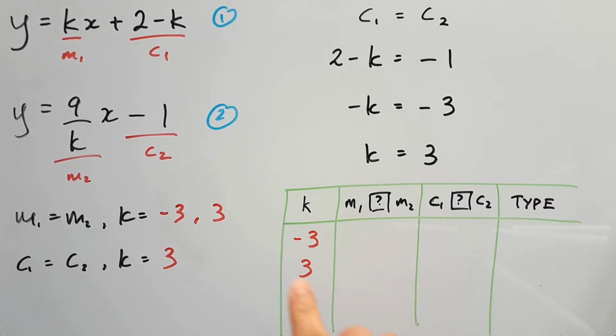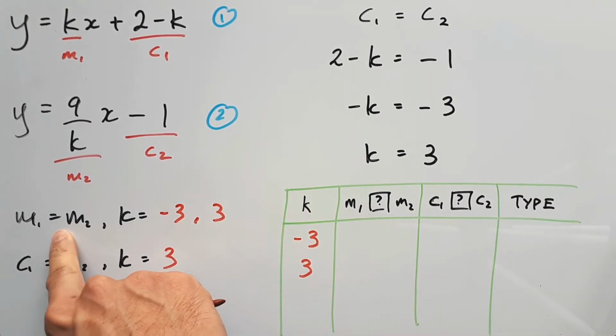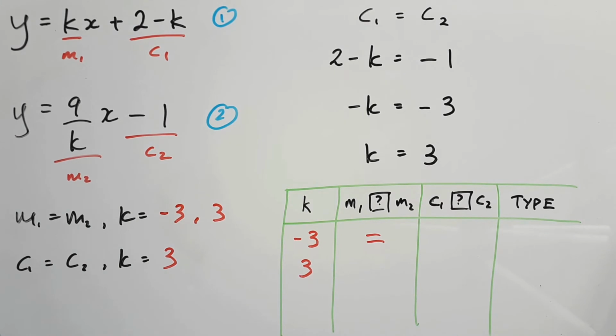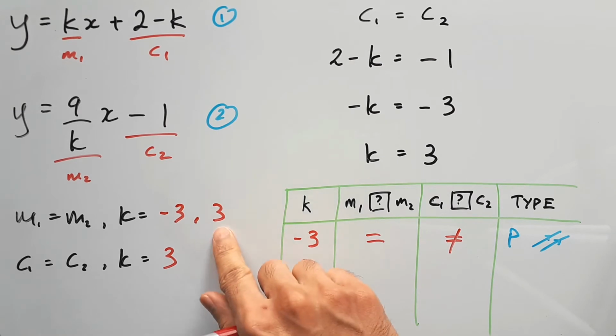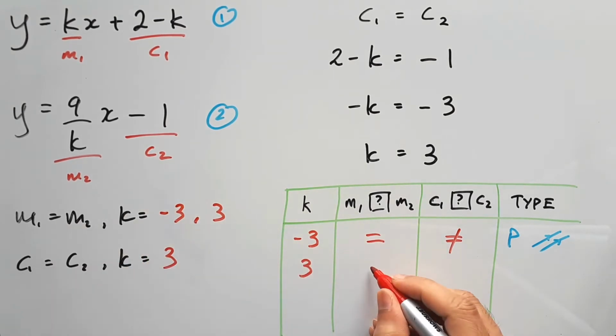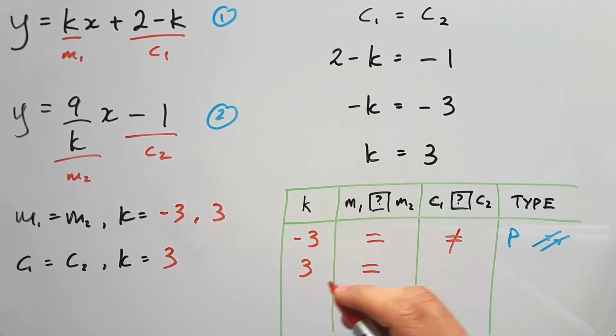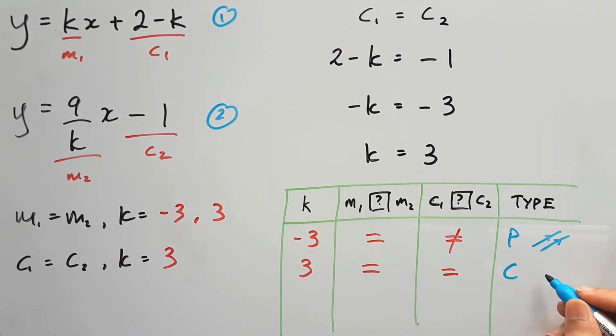We can see that when k is negative 3, m1 equals m2. At the same time, that doesn't exist for c1 and c2, so we will say it does not equal for that column. Based on this combination of information, we would say that the lines are parallel. But when k is 3, m1 equals m2, and c1 also equals c2. Since everything equals here, it must be the coincident case.